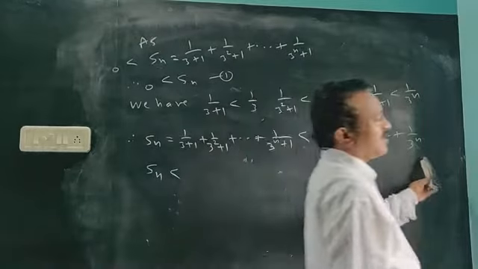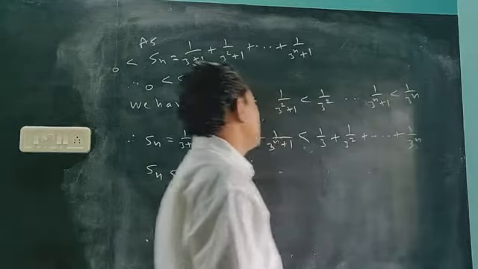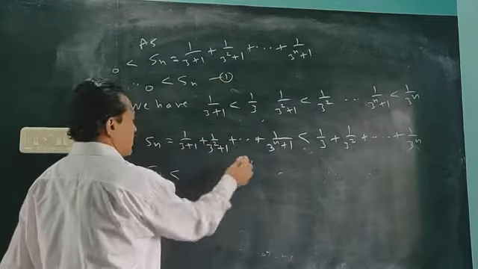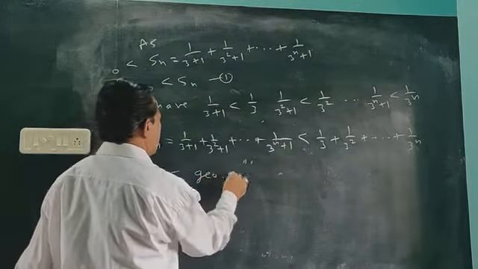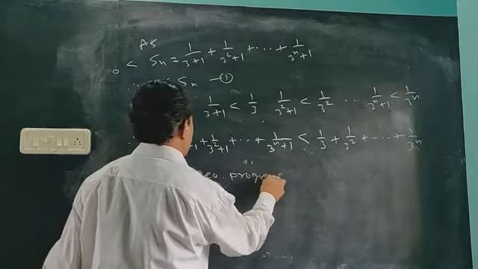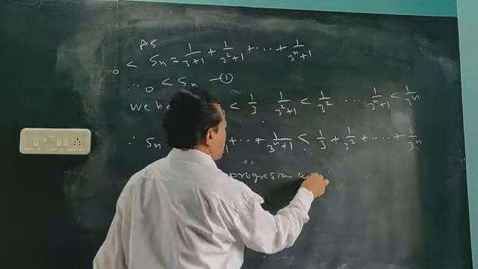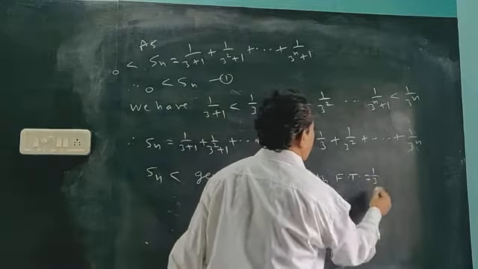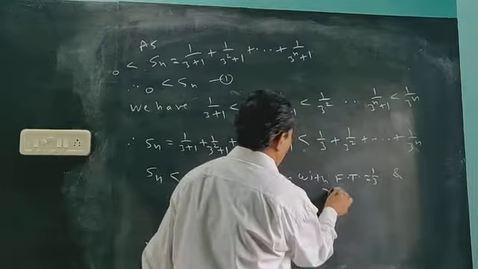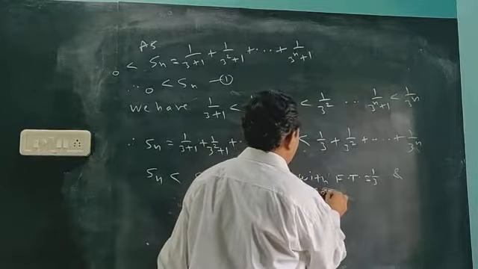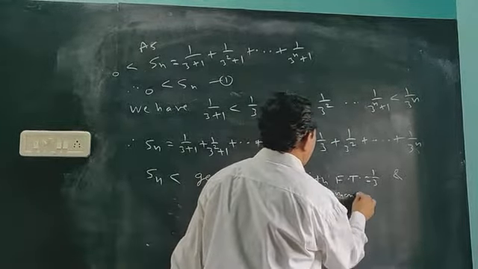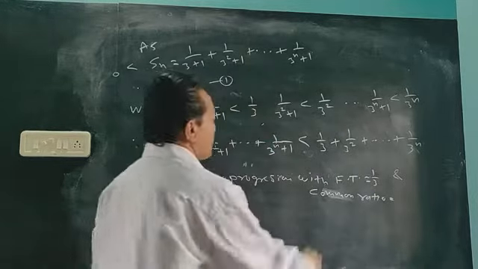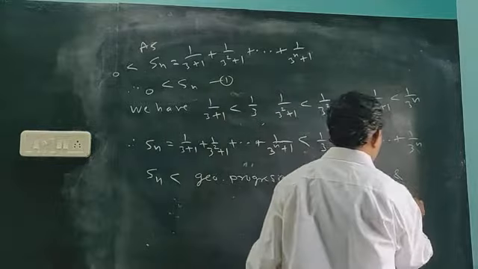What is this? It's a geometrical series, geometrical progression. So this is a geometrical progression with first term 1 by 3 and common ratio, which is this upon this, 1 by 3.